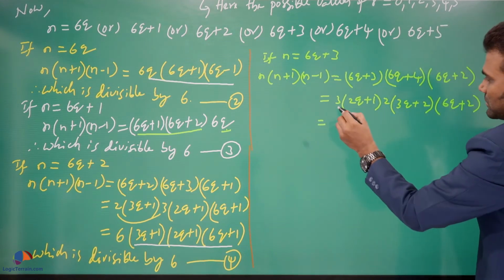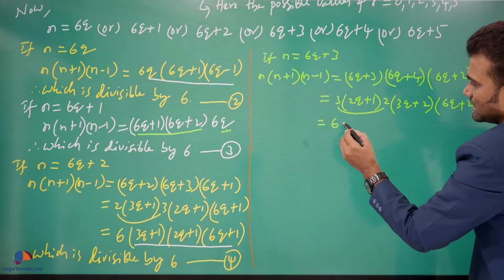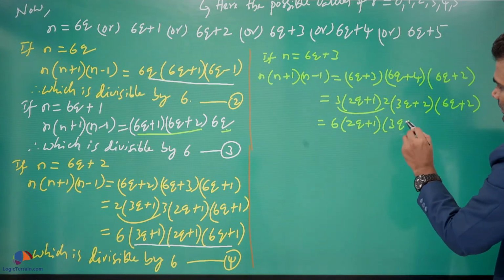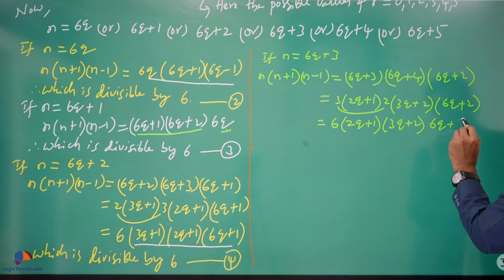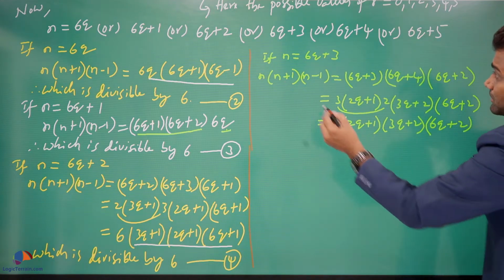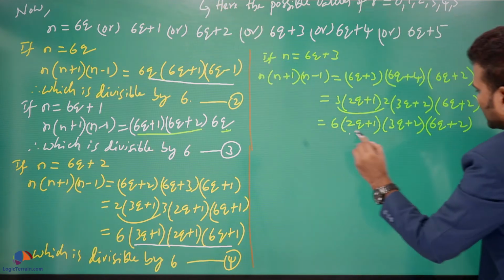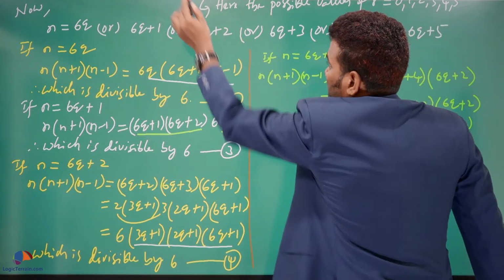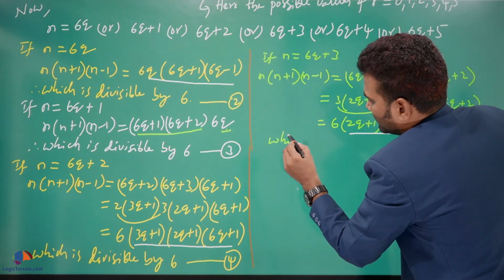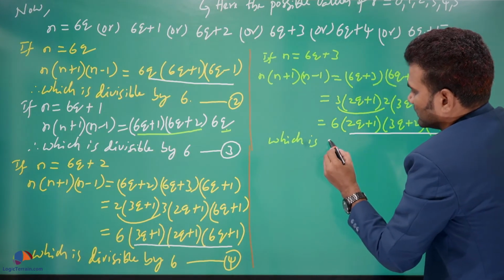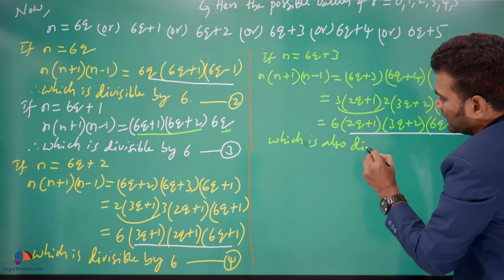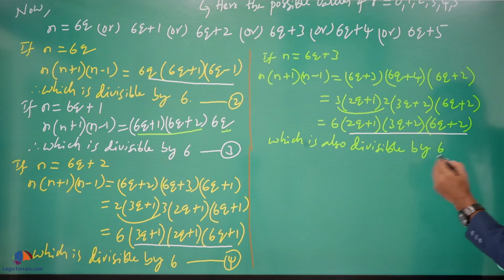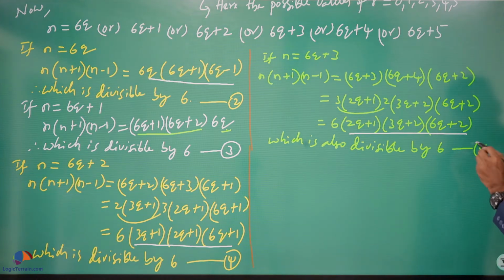So which is equal to, when we multiply 3 into 2, this is 6 into 2q plus 1, 3q plus 2, 6q plus 2. So again this is a multiple of 6. So clearly which is also divisible by 6. So let us take this as number 5.